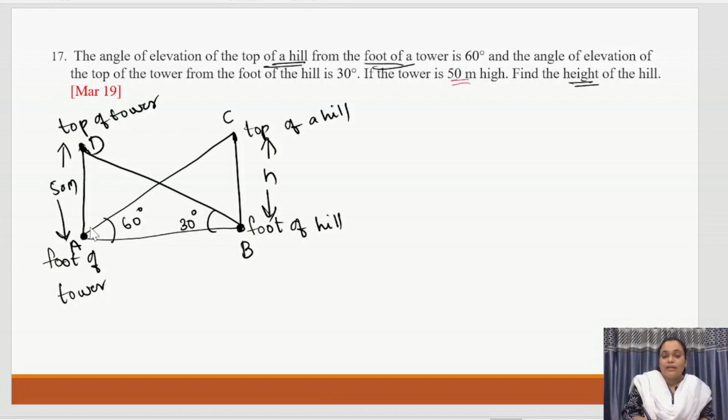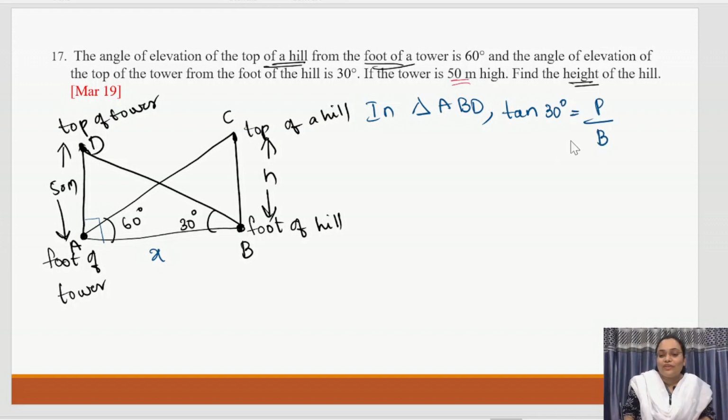Let us take a triangle. In triangle ABD, the side opposite the angle will be perpendicular, and this is the base. We don't know the base, so let us take it as x. You can apply tan 30 degrees is equals to perpendicular by base. We know the value of tan 30; it is 1 by root 3. Perpendicular here is 50, and the base is x. So x is equals to 50 root 3 meters.